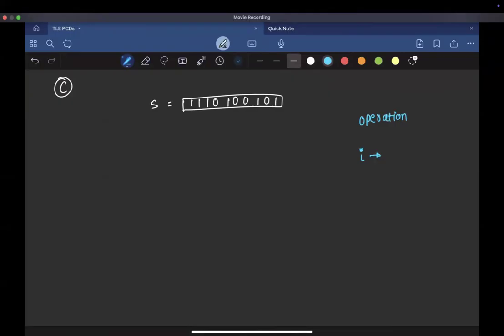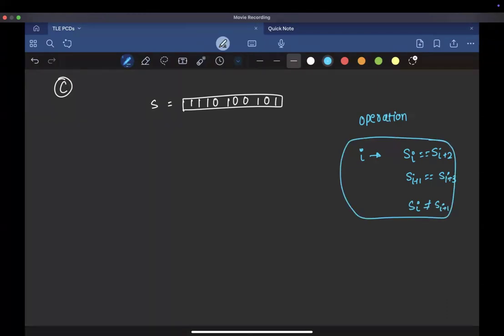such that Si is equal to Si plus 2, Si plus 1 is equal to Si plus 3, and Si should not be equal to S of I plus 1. These are the three conditions that should hold. And the only substrings for which they will hold true are either 0101, where basically these two are equal and these two are different, or 1010.